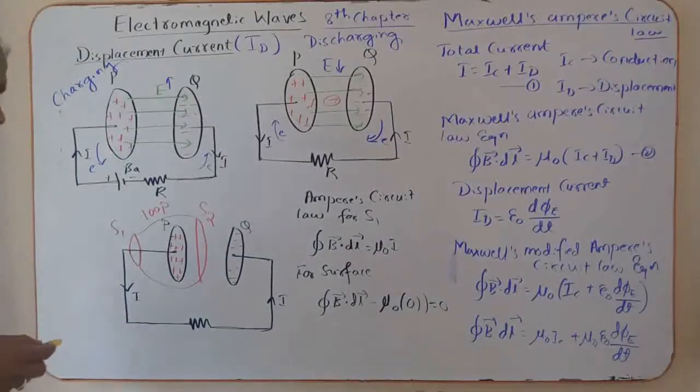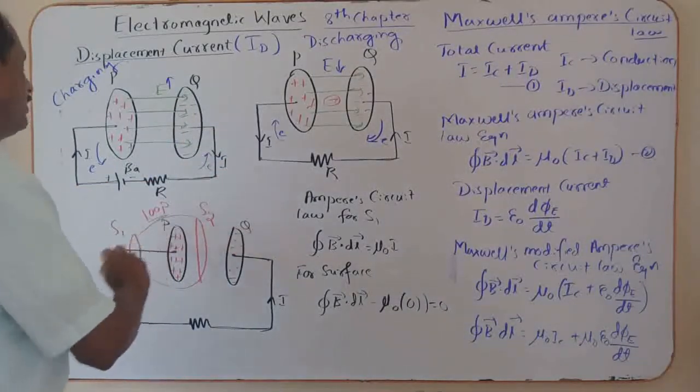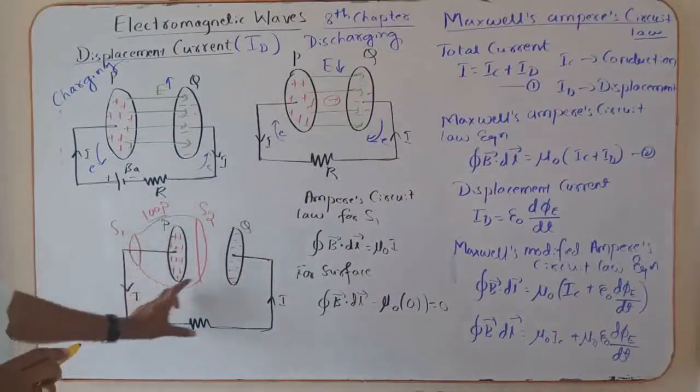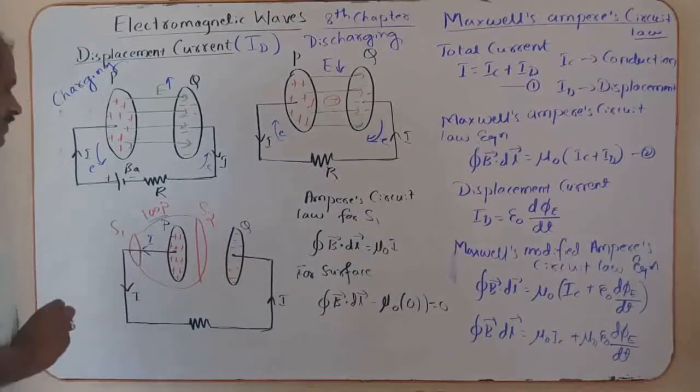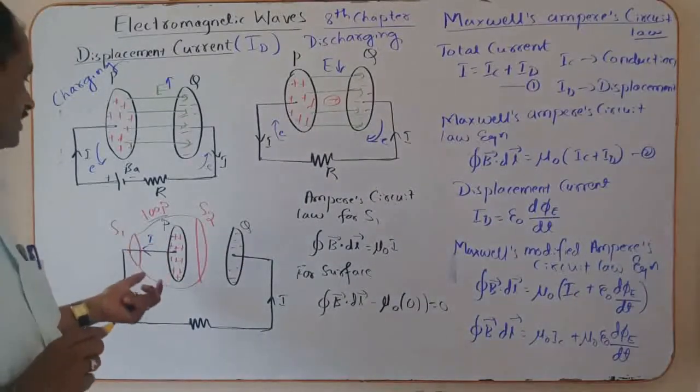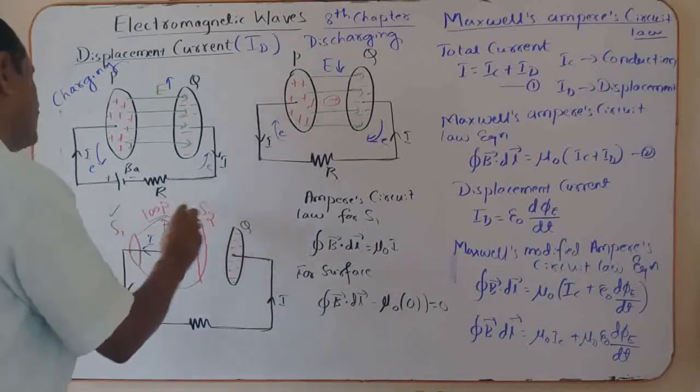Now you come to the point. During charging and discharging, you take a closed loop, on which current flows. Now you apply Ampere's circuital law for the surface S1 and for the surface S2.